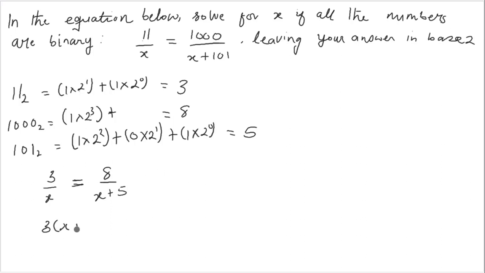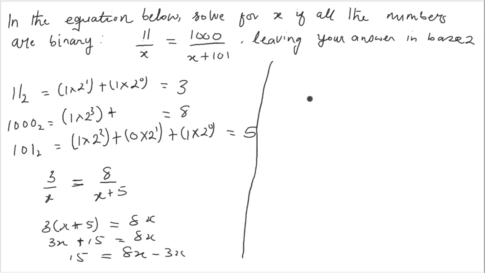Alright, so in solving equations like this, I'll just cross multiply. So I'll get 3 multiplying x plus 5 will be equal to 8x. So I'll get 3x plus 15 to be equal to 8x. Okay, then I'll get 15 will be equal to 8x minus 3x. So 15 will be equal to 8x minus 3x is 5x. If I divide both sides by 5, I'll get x to be equal to 3. Alright, so our x is 3.